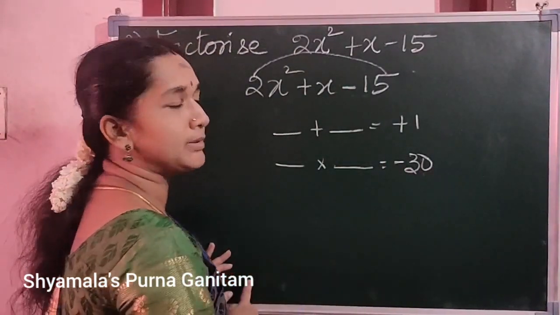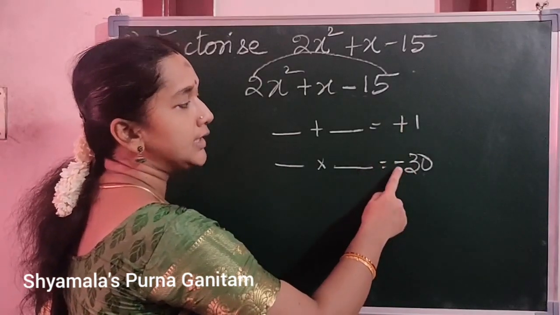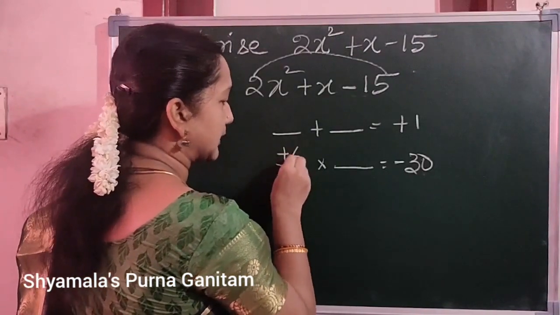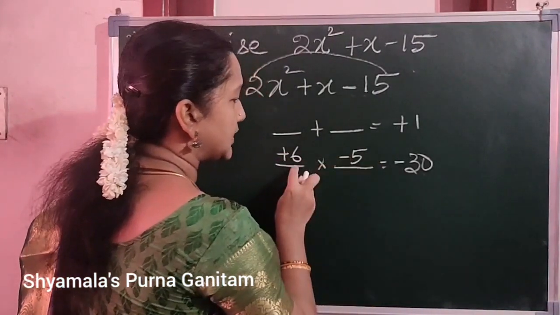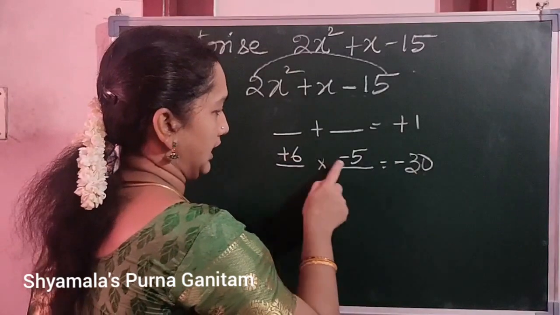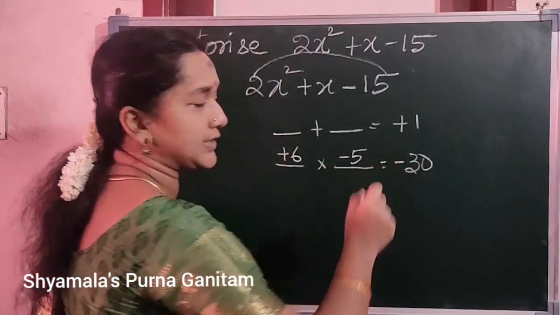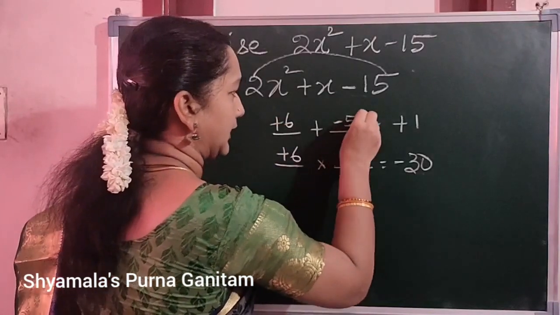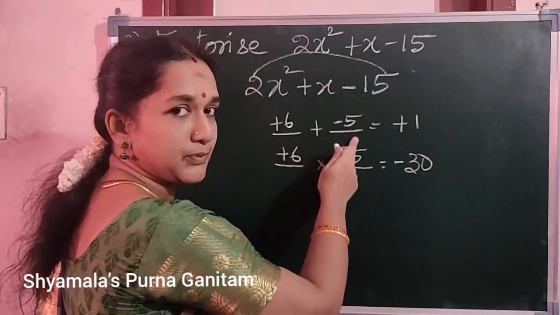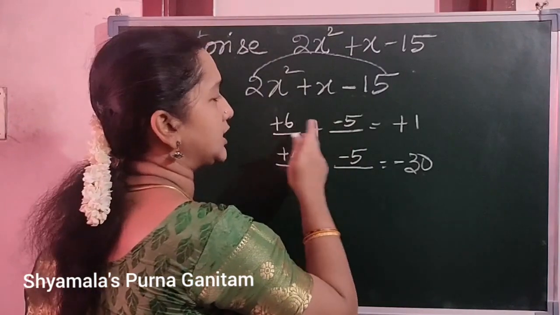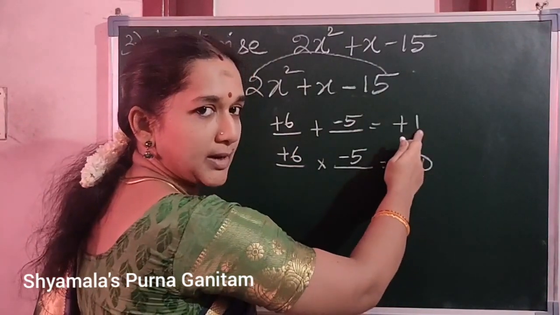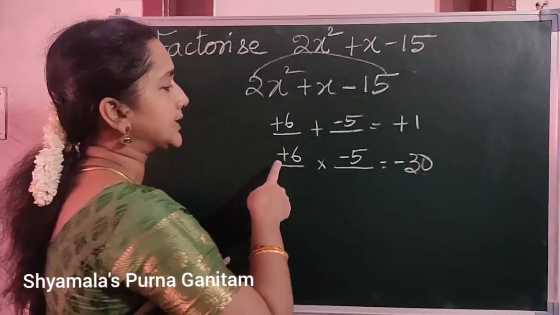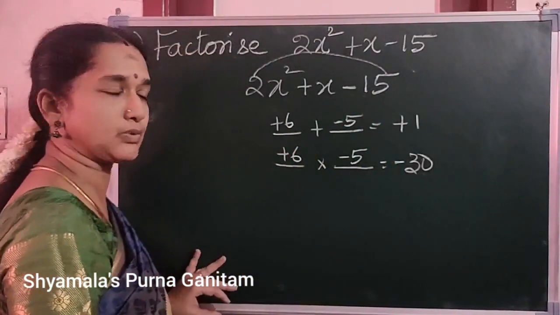So what are the two possible numbers? Here you have plus 1, here you have minus 30. So if you take plus 6 and minus 5. So 6 5s are 30. Different signs you have. So negative sign you will get here. The same plus 6 and minus 5 if you take, unlike signs. So this one you will subtract. You will get 6 minus 5 as 1. And the bigger number sign is plus. So what are the two numbers? Plus 6 and minus 5.